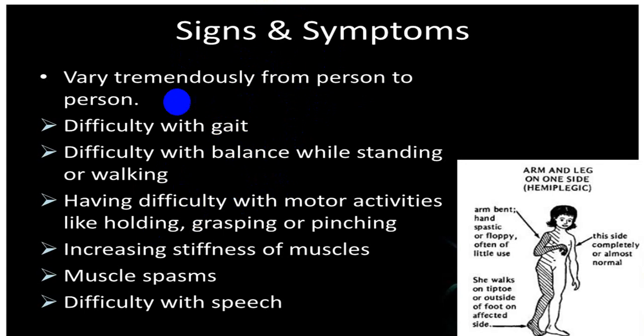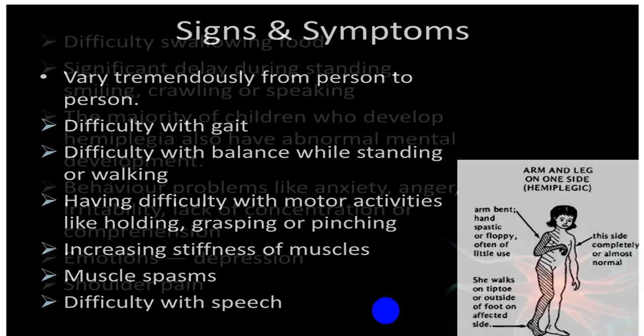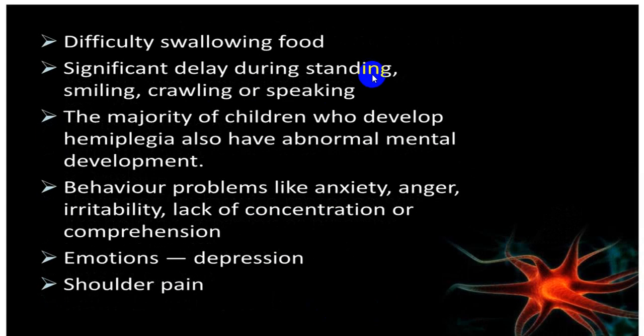And he will have motor activity affected. Of the upper limb or lower limb or both will be affected, partial or complete. And when he recovers, there will be increased tone in the muscle. And because of involvement of the facial muscle and genioglossus, the person will also have difficulty in speech, which we call dysarthria. These are the common findings.